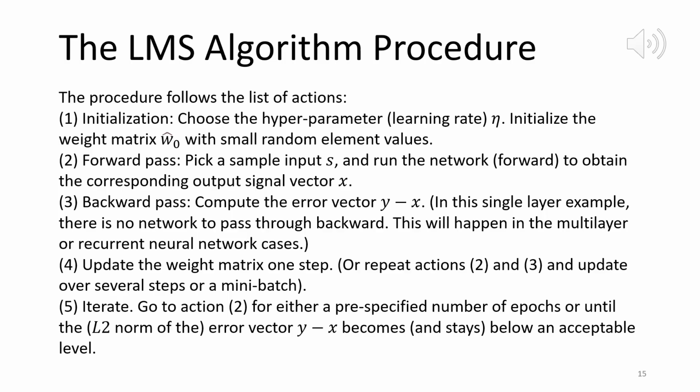Fourth, update the weight matrix in one step. Or if we want to update in a mini-batch, then we repeat actions 2 and 3 and update over several steps. Fifth, iterate. Go to action 2 for either a pre-specified number of epochs or until the L2 norm of the error vector y minus x becomes below an acceptable level.